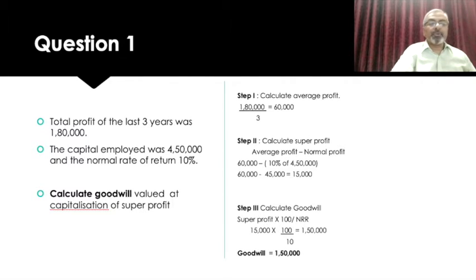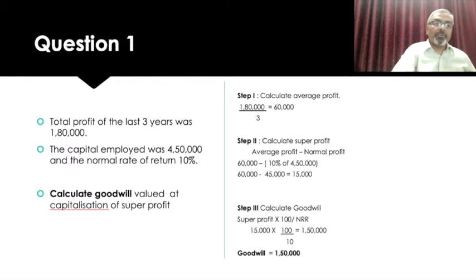Now the first example which I have taken over here, I have taken the total profit of the last 3 years as 1,80,000. The capital employed was 4,50,000. The normal rate of return is 10%. Calculate goodwill valued at capitalization of super profit. So here we have taken the total of last 3 years of profit, which is 1,80,000. We can easily find out the average profit, that is 1,80,000 divided by 3 is giving us 60,000.